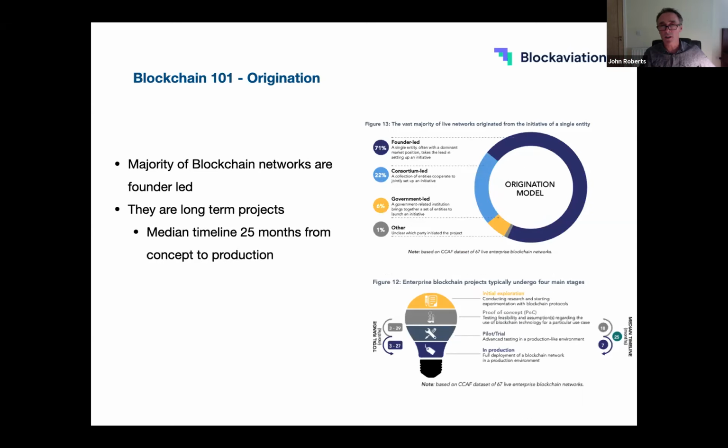Today, the majority of blockchain networks are founder-led. They're very much long-term projects. So the median timeline for a blockchain network, and this is the study again that Cambridge University have done, is 25 months from conception to production for the blockchain network. And the vast majority of them are founder-led. And I guess the point of that is that there's a requirement for a catalyst, a requirement for somebody to pull it together, to get the consensus protocols together.